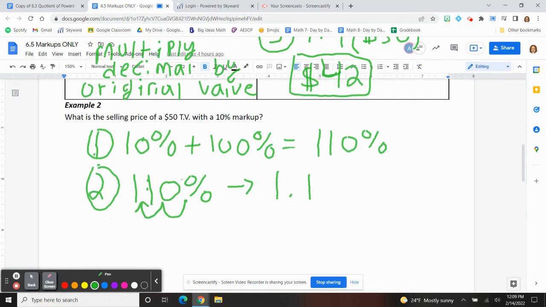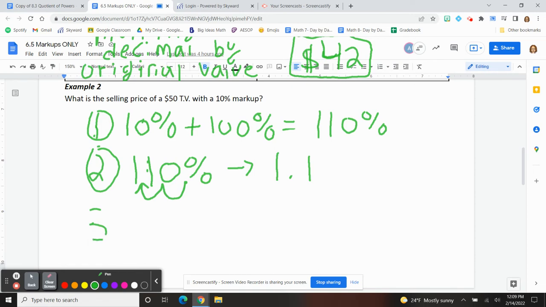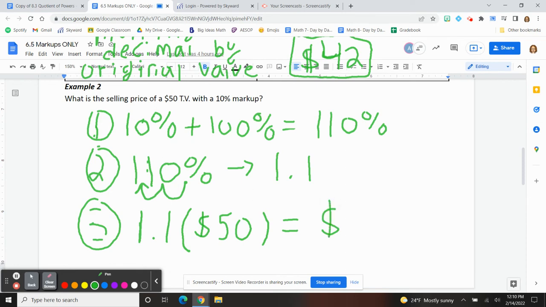And then finally, we're going to multiply 1.1 by our original value of the TV, which is $50. And so what would our markup TV value be? Reagan. So a TV with a 10% markup will be sold at $55.